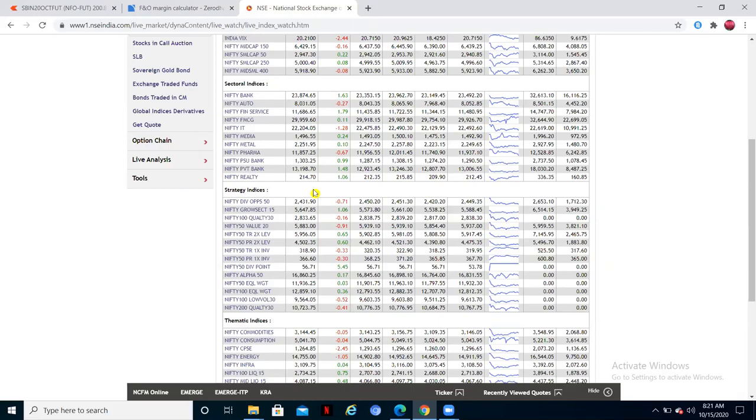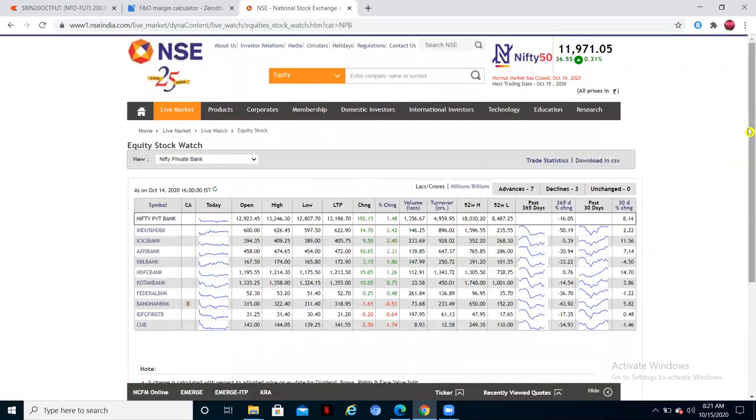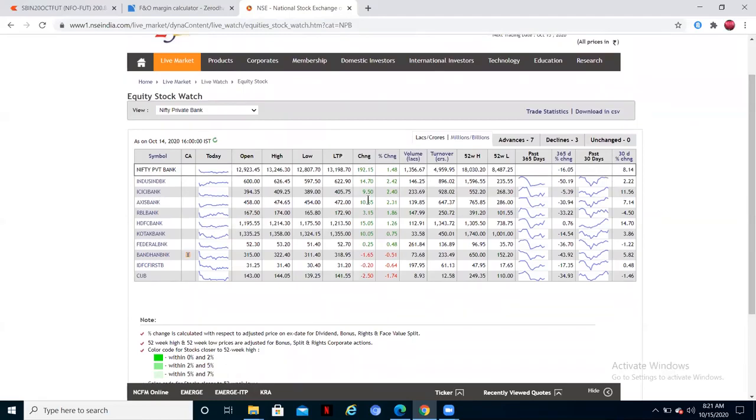So what you can do is, suppose I'm choosing the private bank sector. I'll simply click on it, and according to the market's sentiment, in case the advances are more than the declines, you can choose the positive stocks. In case the declines are more than the advances, you can choose the negative stocks. In case you do not want to choose the stocks from here, I can simply provide you with a watch list. You just need to analyze which sector is showing the movement right now, and you can simply choose the stocks from my watch list for that particular sector.